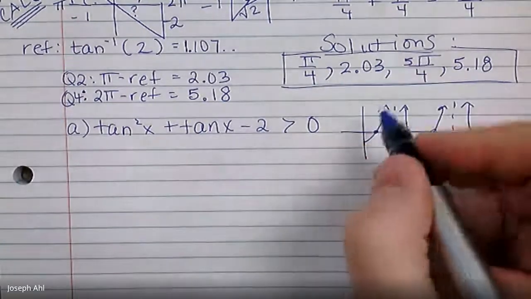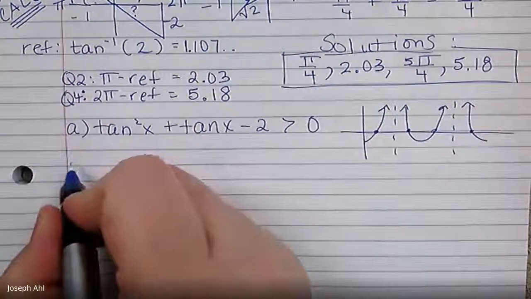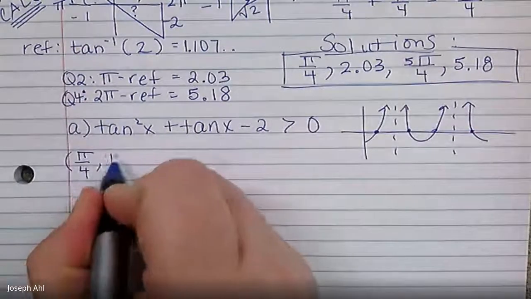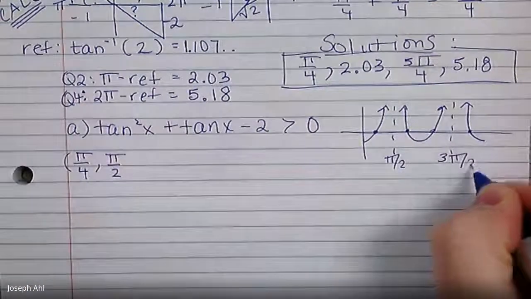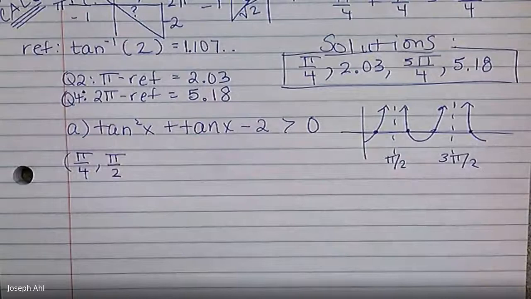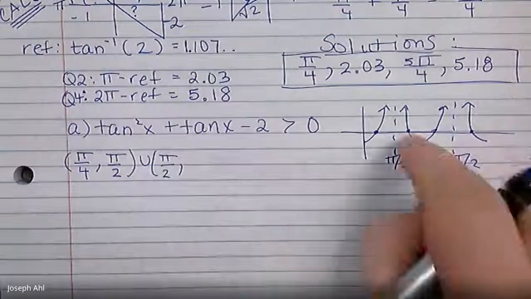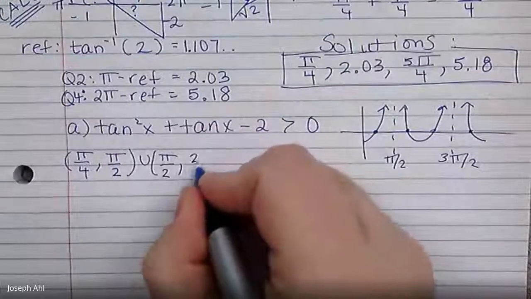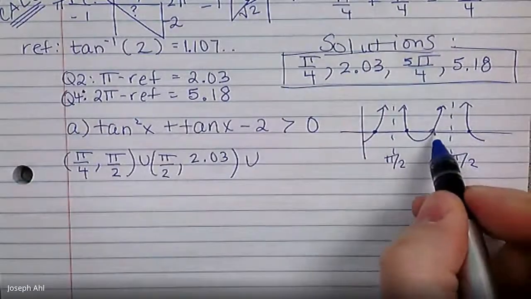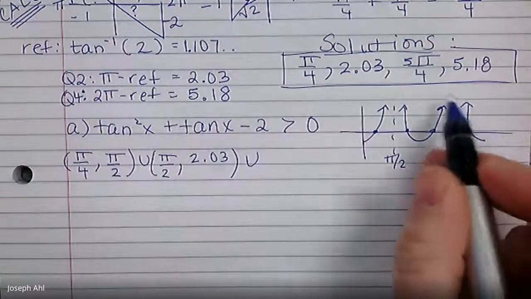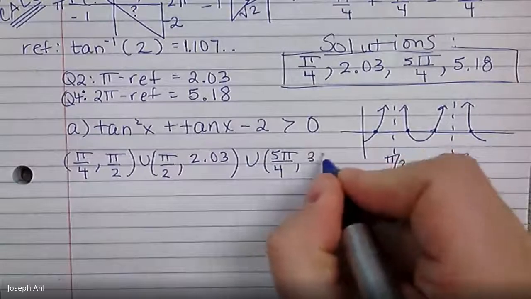Well, the graph is greater than 0 from my first solution, but I have to stop at that asymptote. So it's from pi over 4 up to the asymptote at pi over 2. And the asymptotes for tan are, for right now, always pi over 2 and 3 pi over 2. All right. And then we pick up again at pi over 2 up until the next solution, which is at 2.03. That looks weird, but go with it. Then we have to jump across here. We're also positive from the next solution, 5 pi over 4, up until the asymptote at 3 pi over 2.